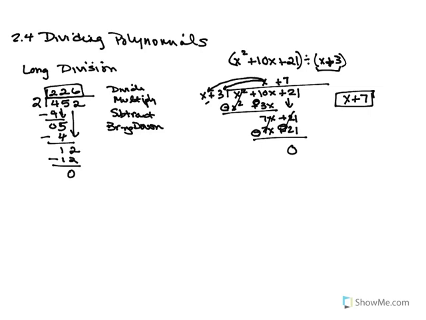Well, what are we doing when we are dividing? We are trying to figure out what we can multiply x plus 3 by to create this trinomial here. And we can multiply x plus 3 by x plus 7, and that would give us the trinomial we were looking for, right? So that's what we're doing when we're doing long division.